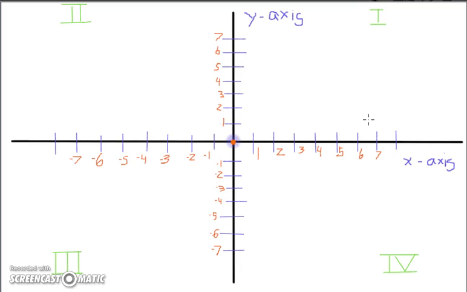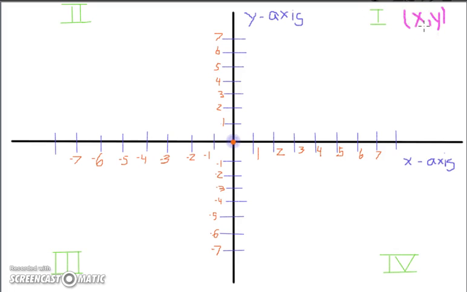Building off our knowledge of ordered pairs, we are now looking at how to plot these sets of points onto a coordinate plane. To refresh our memories, let's remember that when we do have an ordered pair, there's an x value and a y value, written as such. Let's also remember that the x value always comes first.